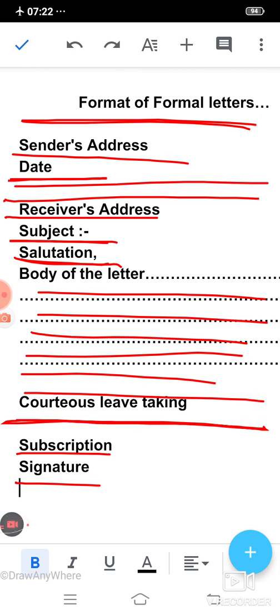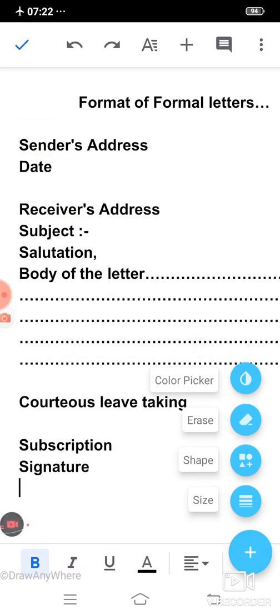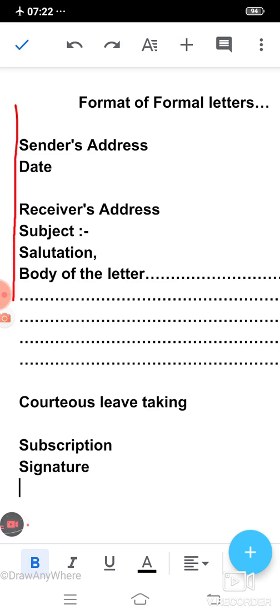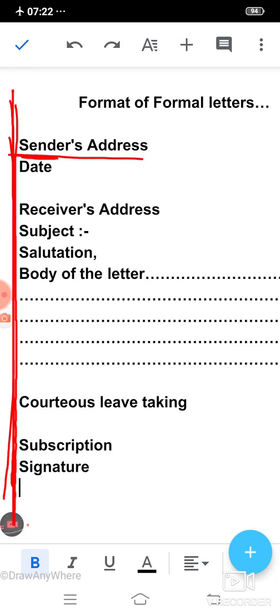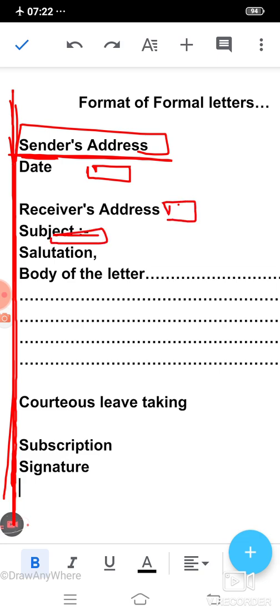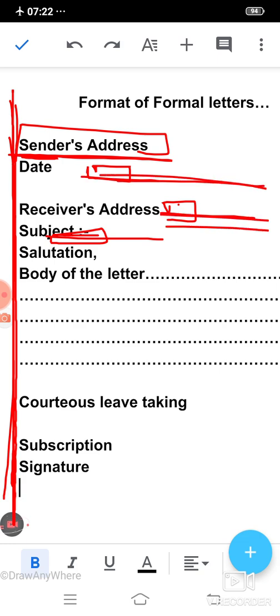And one more thing, all sentences which are written in a formal letter should be in a sequence. It means if we are starting the sender's address from here, in that condition all the other lines must be written only in this sequence. We cannot write like this: if we have written the sender's address here, we write the date here, then the receiver's address here, the subject here.